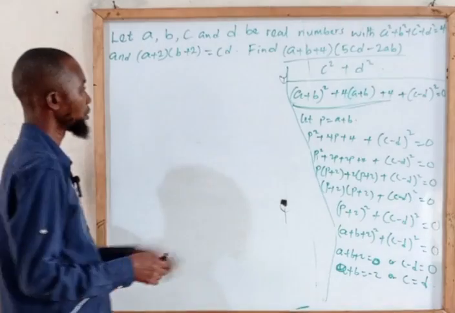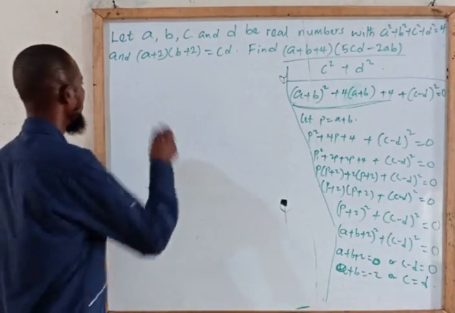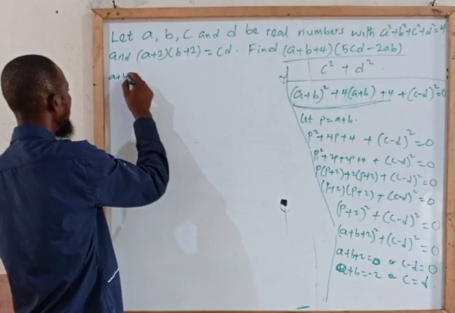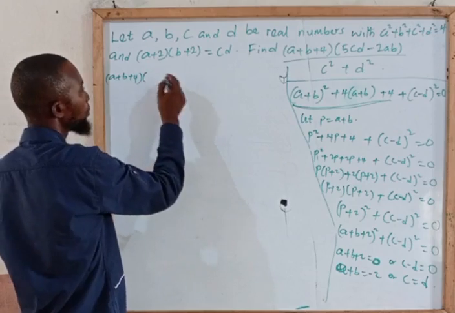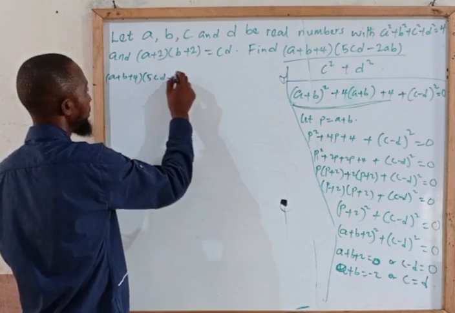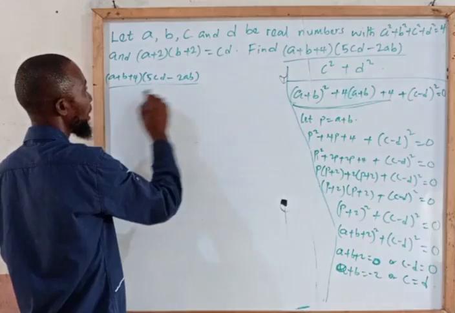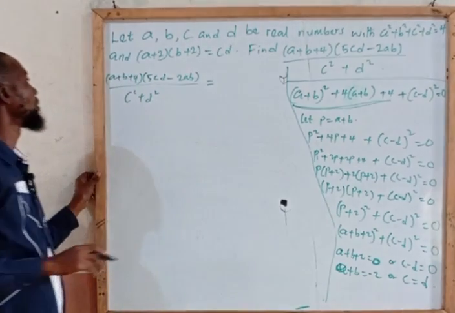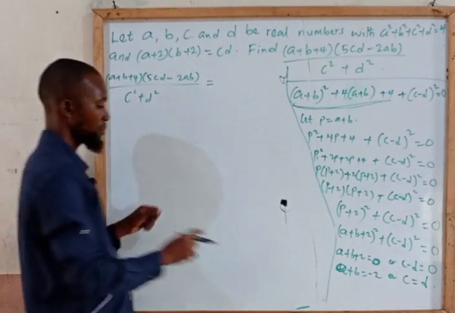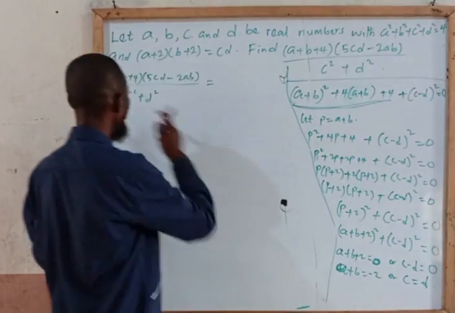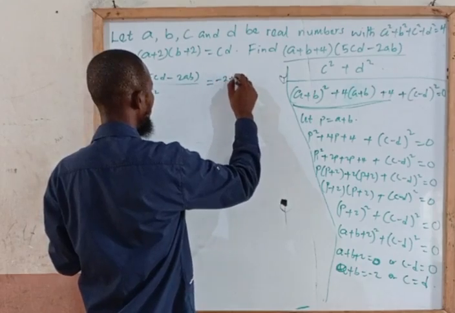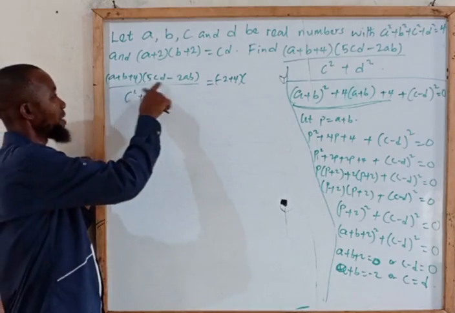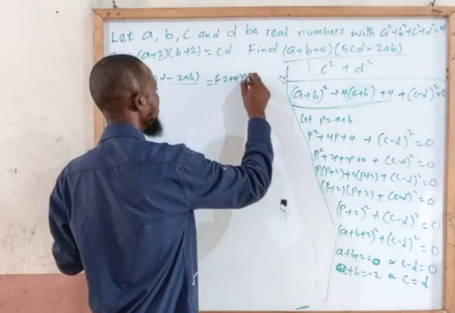All right, in order to continue, I will go straight to the required part of the question. We are asked to find a plus b plus 4, into 5cd minus 2ab over c squared plus d squared. Now we have a plus b, which is defined as minus 2. So in this position, I will say minus 2 plus 4. Then I will open another bracket. Here I have 5cd, so that will be 5.